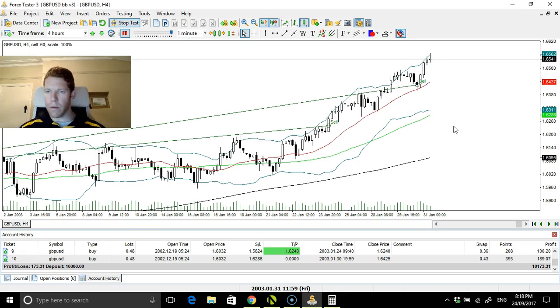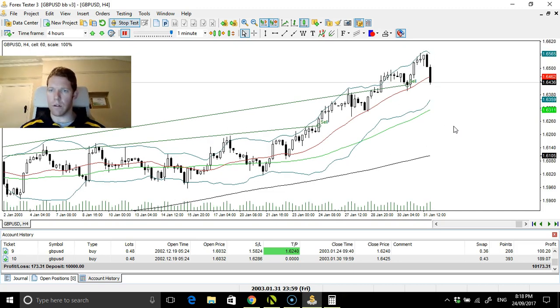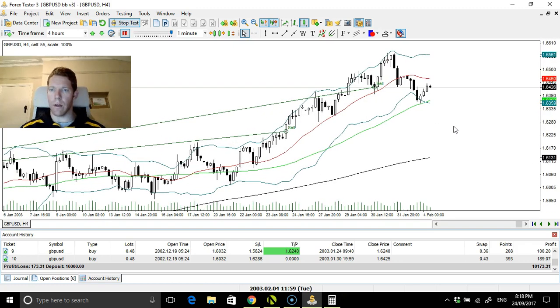So in the back of your mind, you've got to be thinking we're going to hit a reversal point. You just try not to pick that. You let the chart dictate what goes on. You don't try and anticipate things too much.